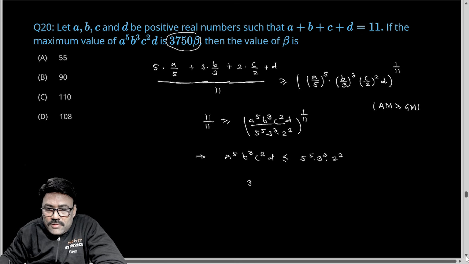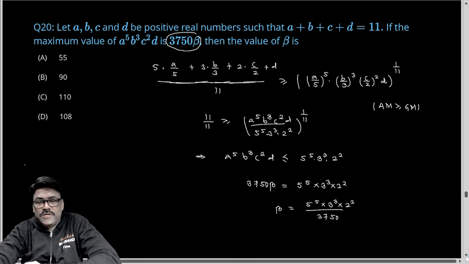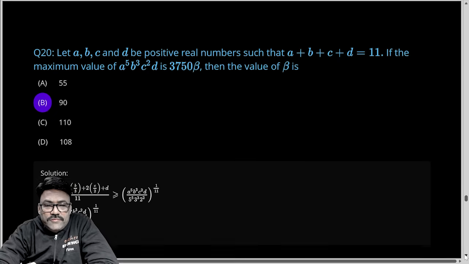So hence 3750 beta should be equal to 5 raised to 5, 3 raised to 3, 2 raised to 2. So beta will be 5 raised to 5, 3 raised to 3, 2 raised to 2 divided by 3750. Just divide and you will get your final answer. When you divide here, your final answer will be 90.